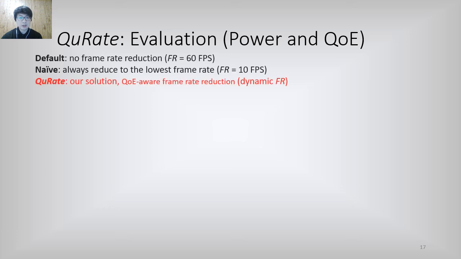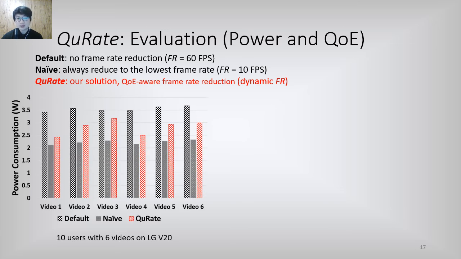In order to better evaluate QuRate, we also designed 3 test groups. The first group is default, which means we do nothing to the system. The second group is naive, where we always reduce the frame rate to 10 FPS, which is the lowest frame rate that still ensures a smooth playback in our system. And the third group is QuRate, which is our solution.